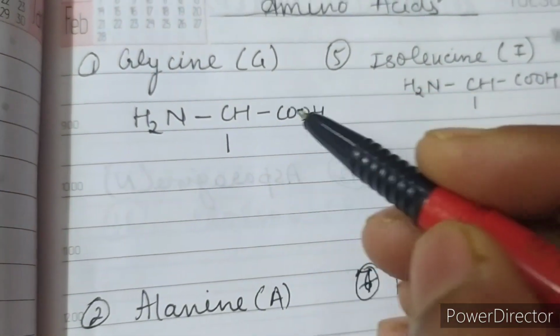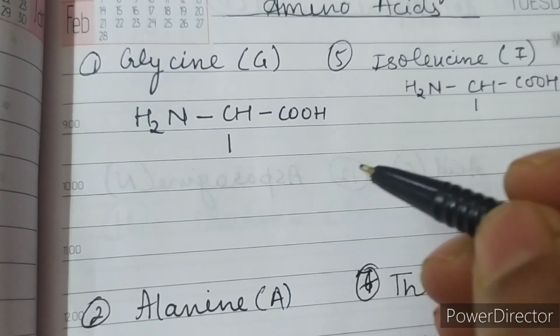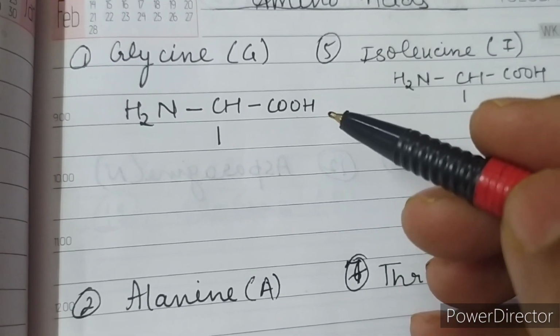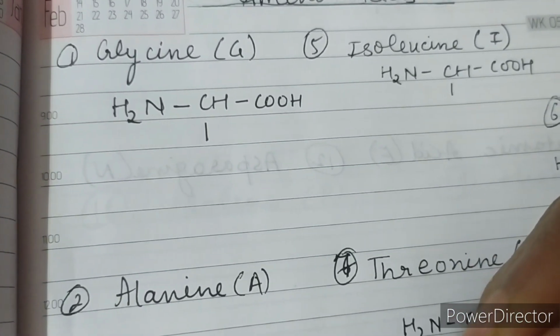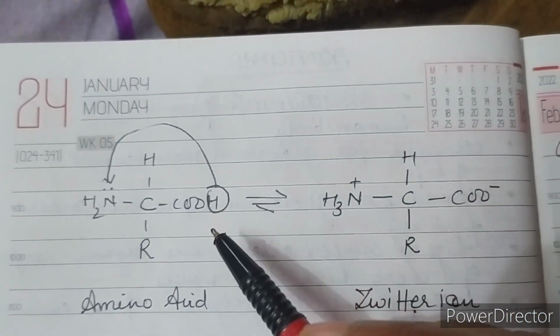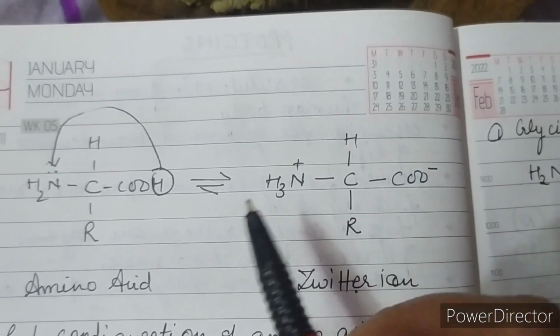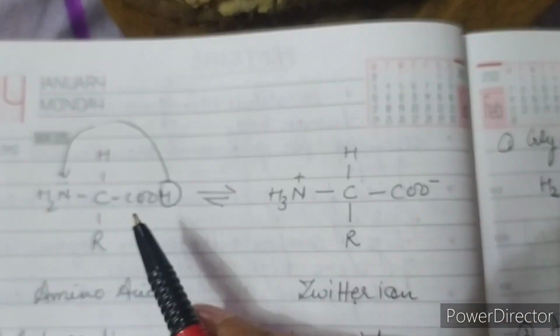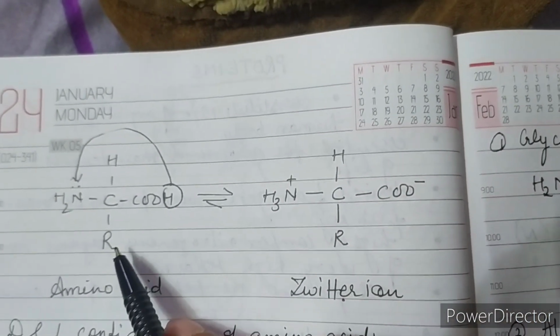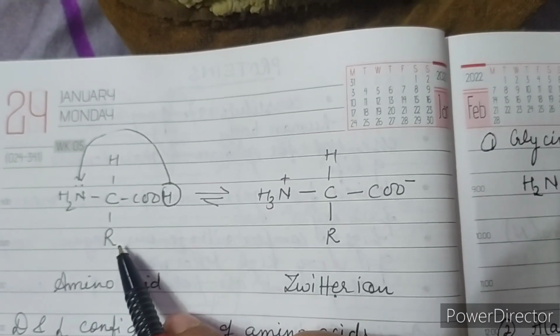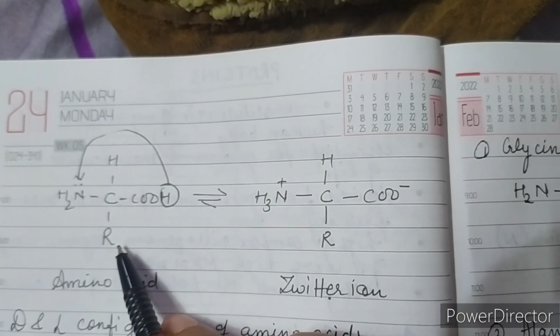There are 20 amino acids, and one by one we will deal with each amino acid and how to draw its structure. I have already told you that this is the structure of an amino acid and it exists in the form of a zwitterion in aqueous solution. So we can use either of the structures, but I am using this amino acid structure and I will replace this R group by different groups to get 20 different amino acids.